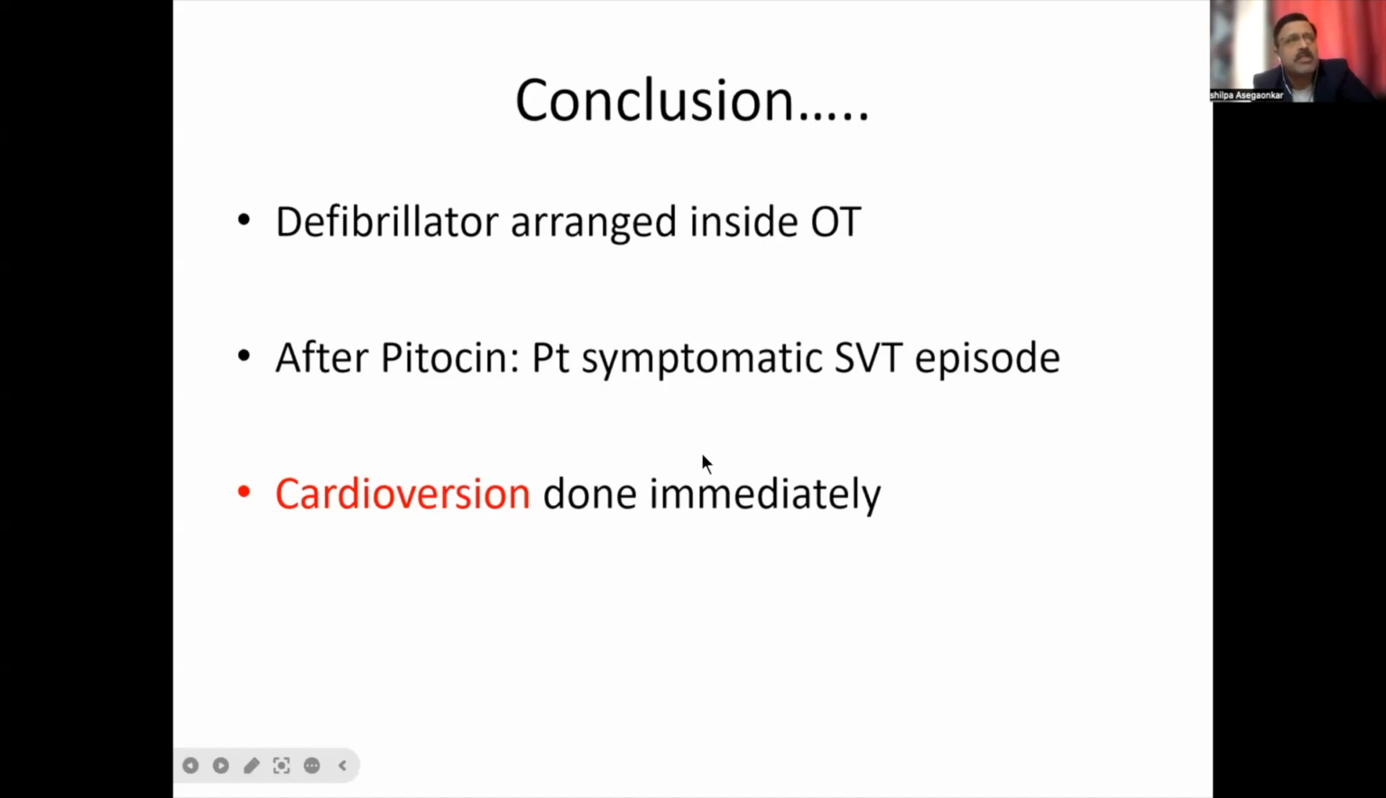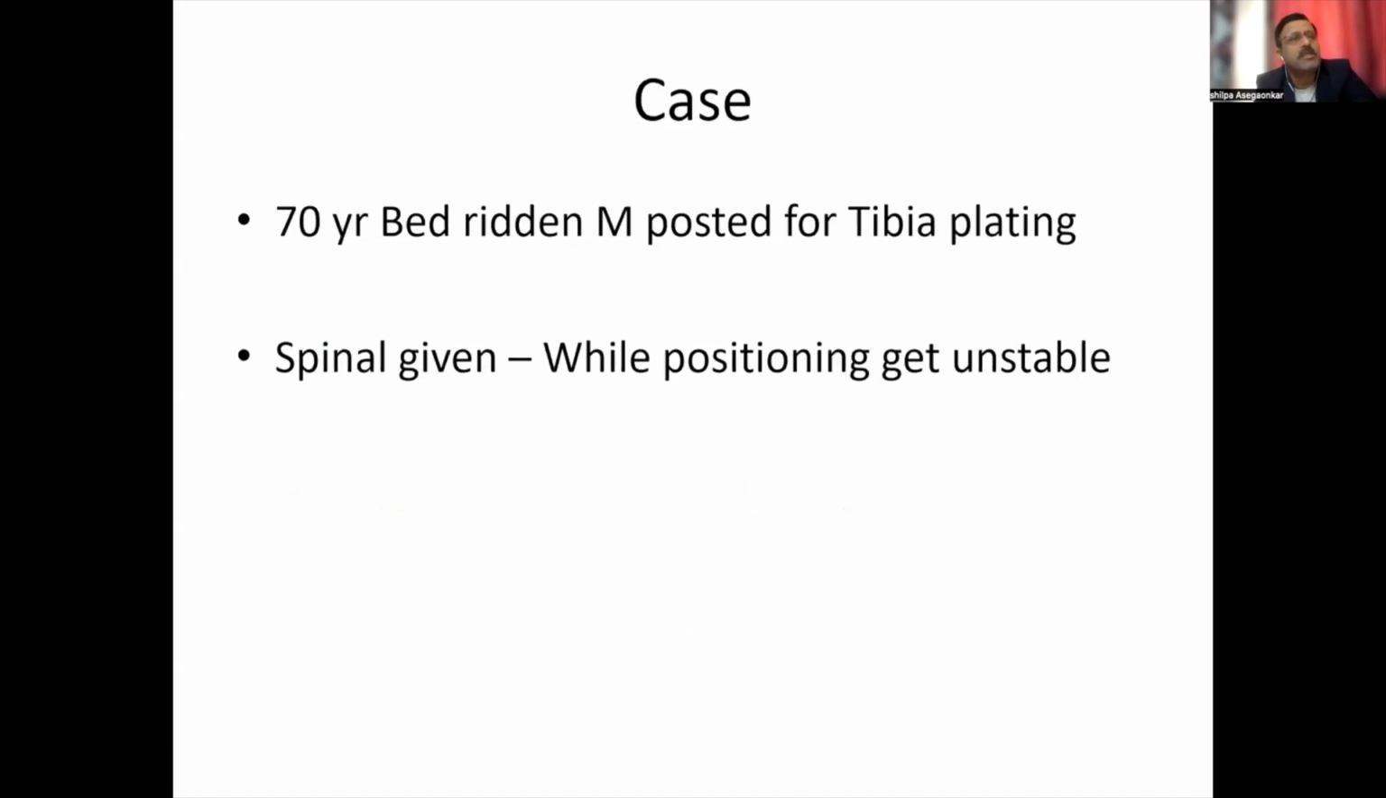In these patients, if you give anything that blocks the AV node, like verapamil or beta blockers, it will aggravate this kind of arrhythmia because conduction will occur more through an accessory pathway. So cardioversion is probably the best treatment when there is WPW syndrome.